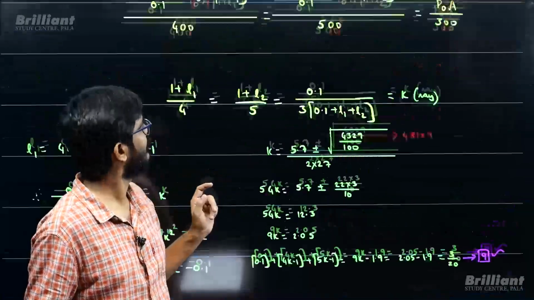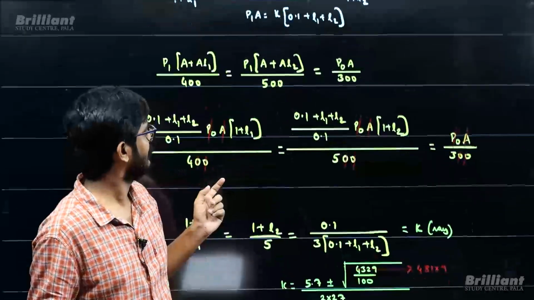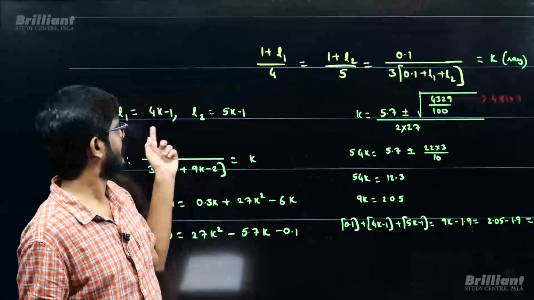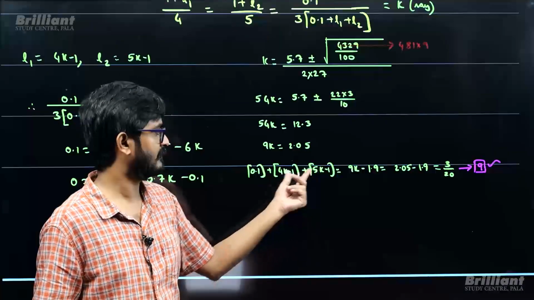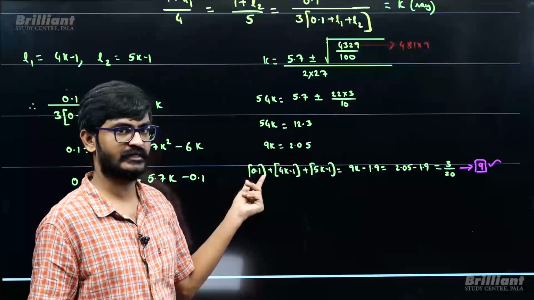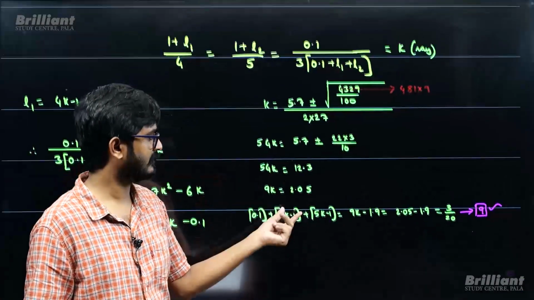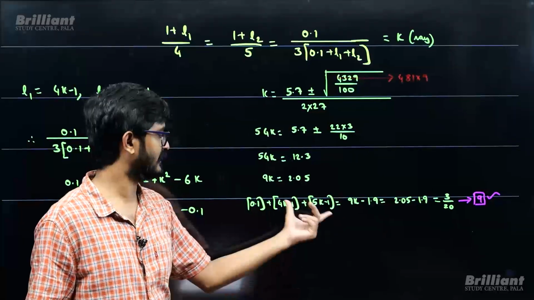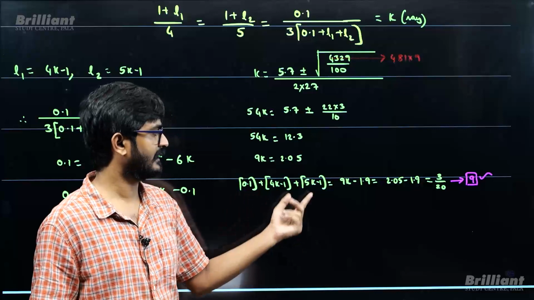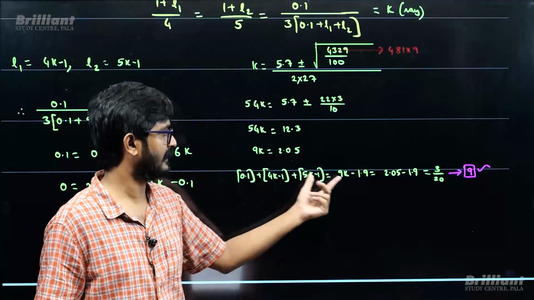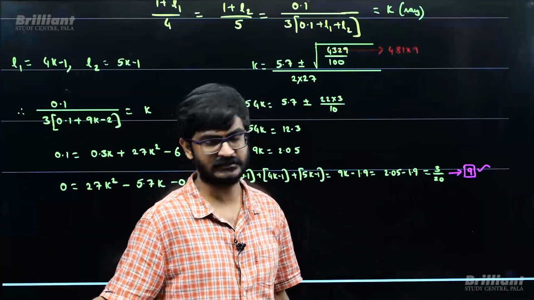But I don't need K value. I need L1 plus L2. L1 plus L2 is 9K minus 2. Yeah. L1 plus L2 plus 0.1. Initially it was 0.1 compression, thereafter extra compression L1 and extra compression L2. This is what I need to find, that is 9K minus 1.9. 9K I know, so minus 1.9 is going to be the answer.